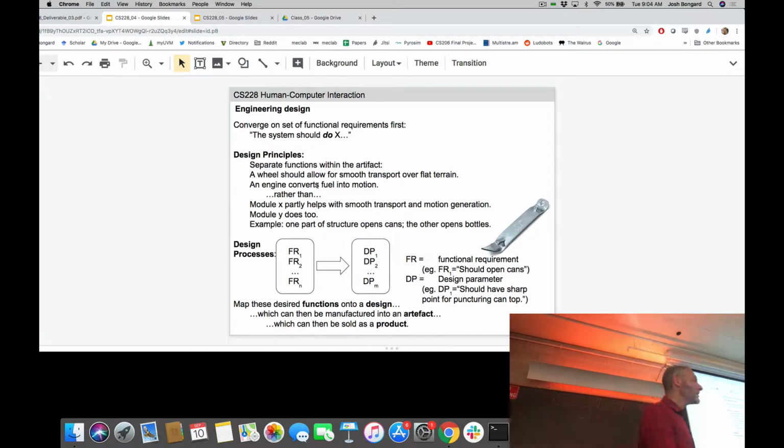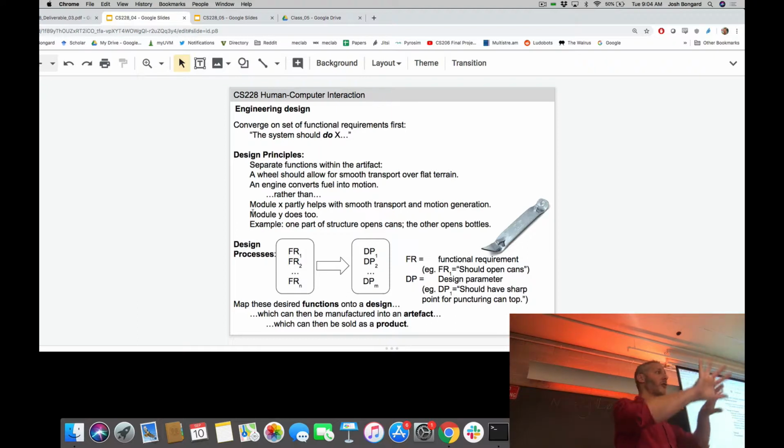It seems so obvious to most of us, we don't often see it's there, but if we're not sure that it's there, you often miss it when you go to design your own software or hardware. It seems ridiculous to design a car where module X inside the car partly helps with smooth transport and motion generation, and so does module Y, but in a slightly different way. Right?